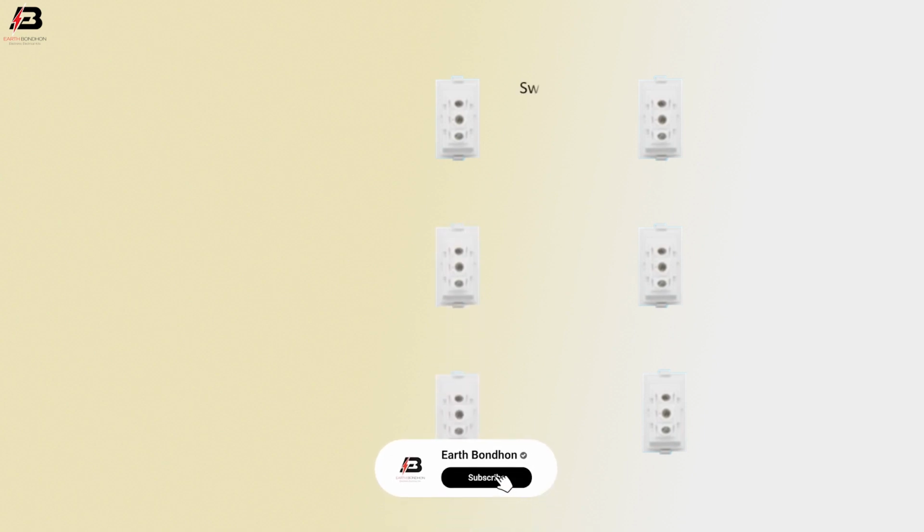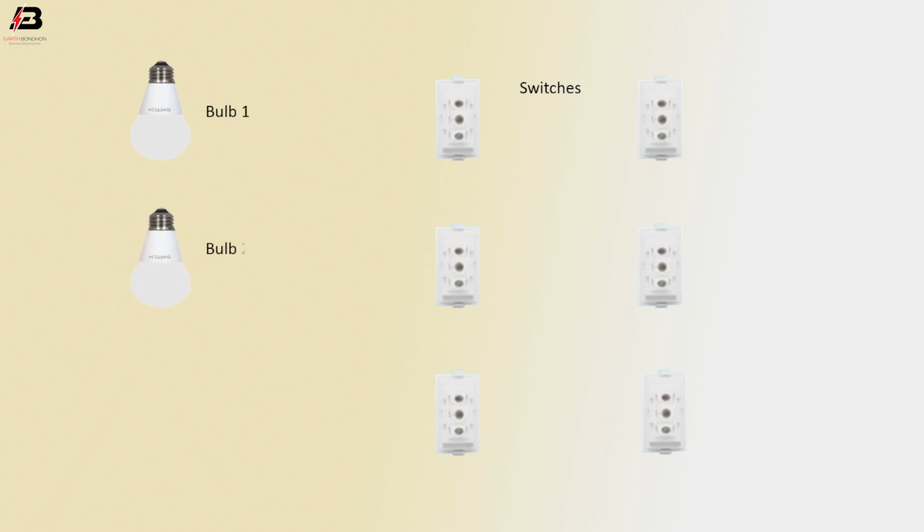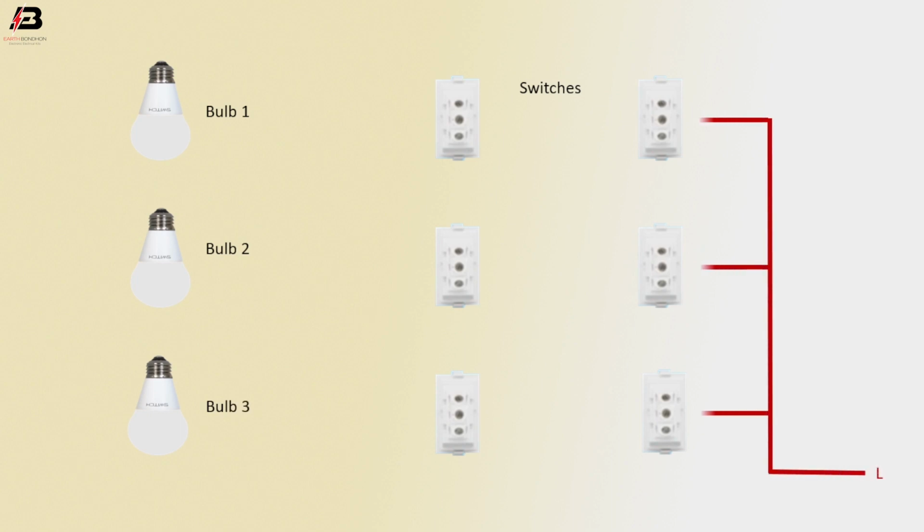So viewers, let's start. Switch 1, 2 and switch 3, again switch 4, switch 5 and switch 6. All are two-way switches. Bulb 1, bulb 2, bulb 3. Phase connection to switch 1, 2 and 3 common connection.